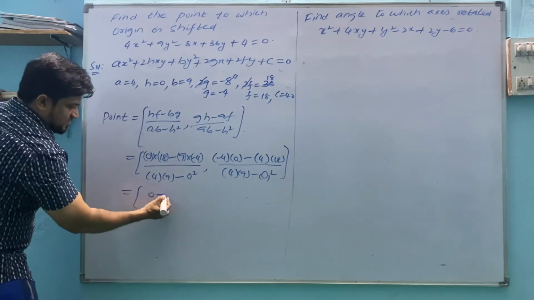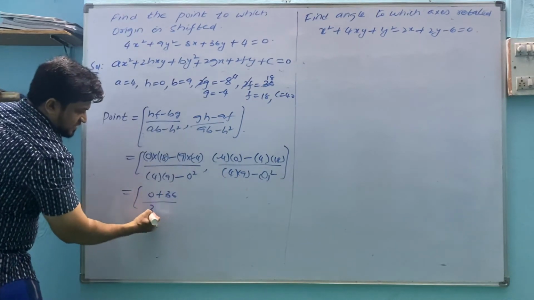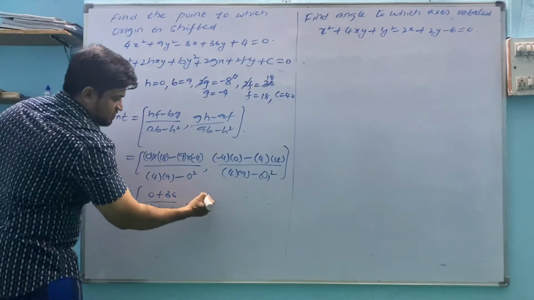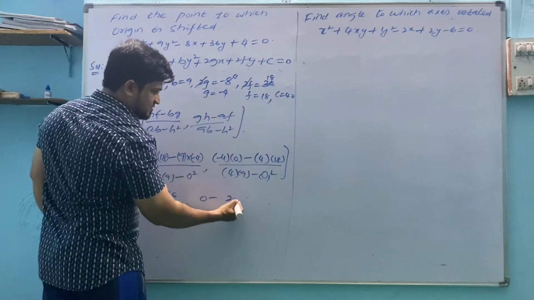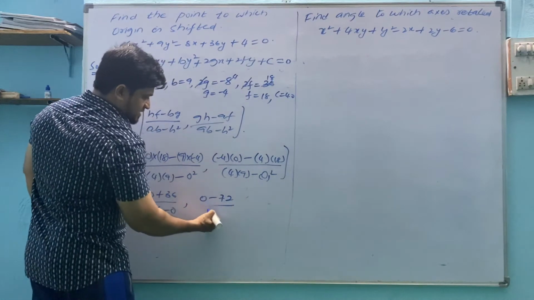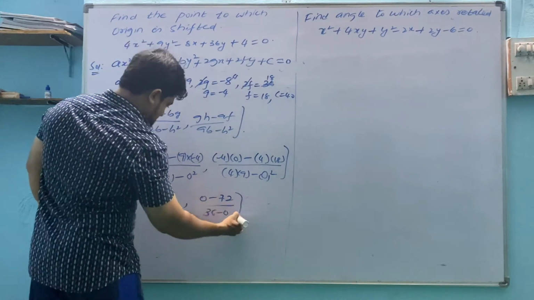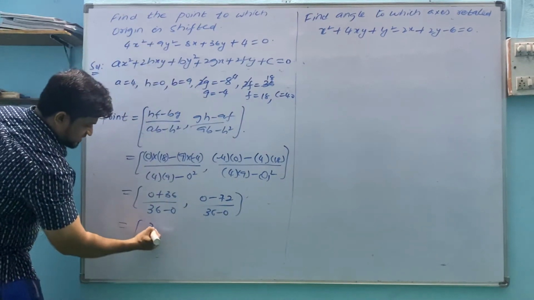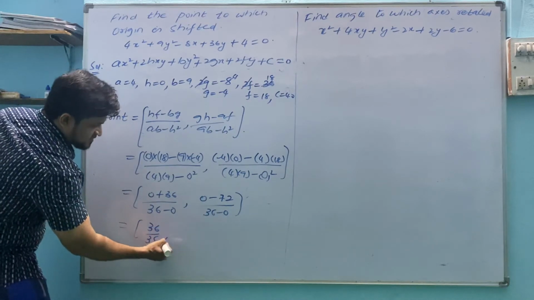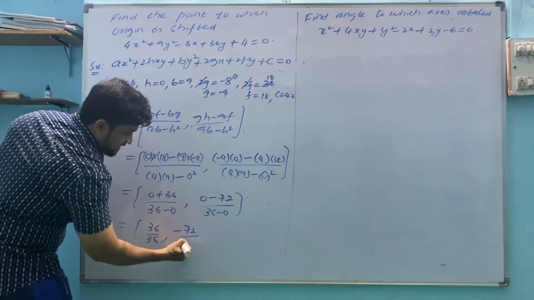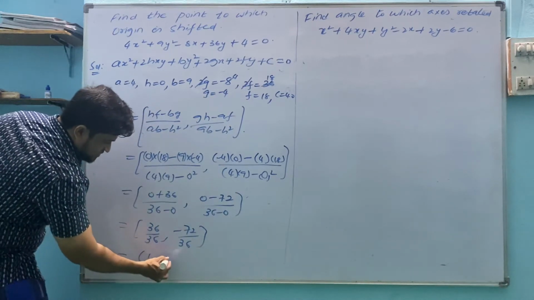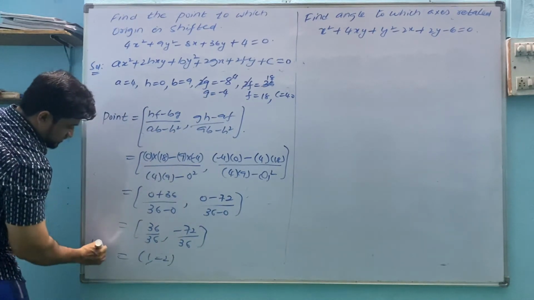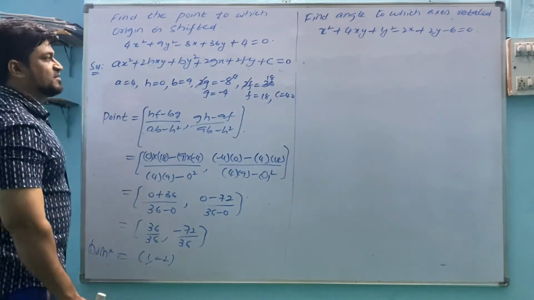0 into anything is 0, 9 4s are 36 minus 0. 4 into 0 negative 0, don't write negative 0. 4 into 18 by 36 minus 0. 0 plus 36 is 36. 0 minus 72 is minus 72. So the answer is 1 comma minus 2. This is the point to which the origin is shifted.